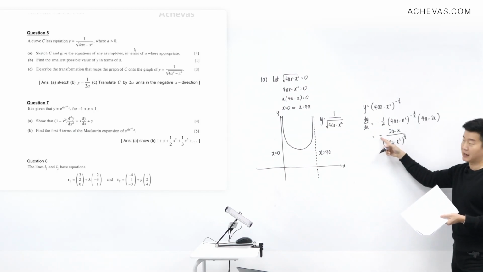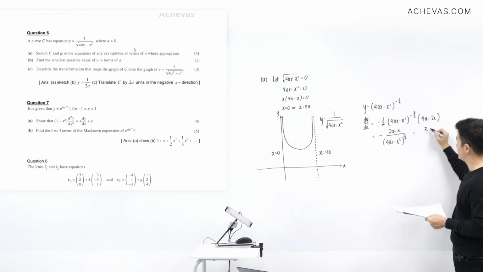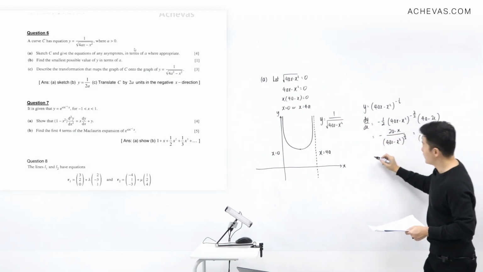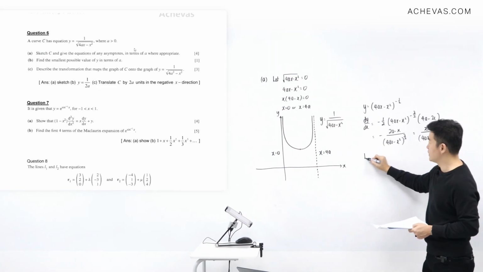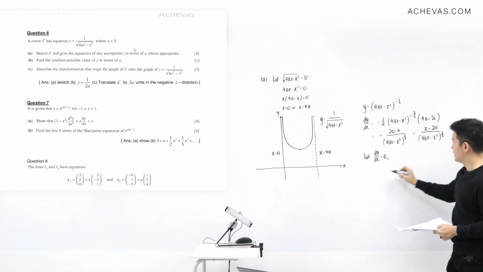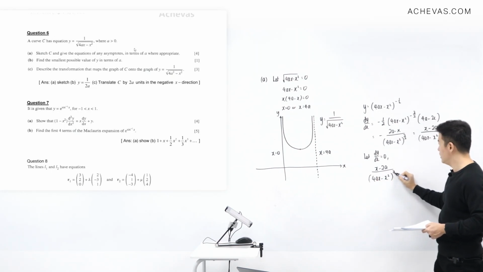Okay, I can also remove this negative by moving this negative into the numerator instead. So it is also okay if you were to have an expression like this: 2(x minus a)... divided by (4ax minus x squared) to the power of 3 over 2. And since we are trying to work on the turning point, we are going to be letting dy/dx be equal to 0. So it is like letting (x minus 2a) over (4ax minus x squared) to the power of 3 over 2 be equal to 0. Okay, this 2 looks a bit like 3. Okay, so it is 3 over 2.